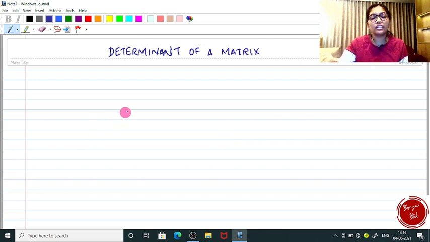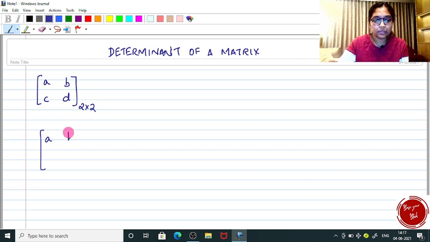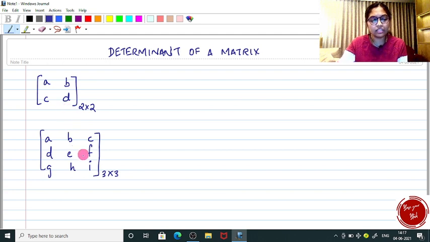Anyway, determinant is only taken for the square type of matrix, like for example, A, B, C, D. This is a 2 by 2 square matrix, isn't it? And the next one, A, B, C, D, E, F, G, H, I. This is a 3 by 3 square matrix. So, we can take determinant for these two types of matrix and even more, for a 4 by 4 matrix, etc.